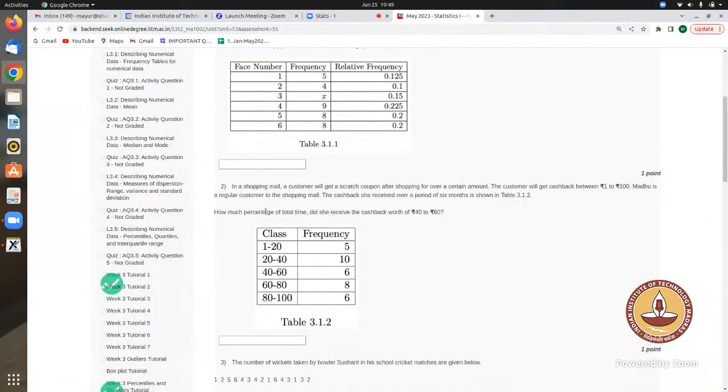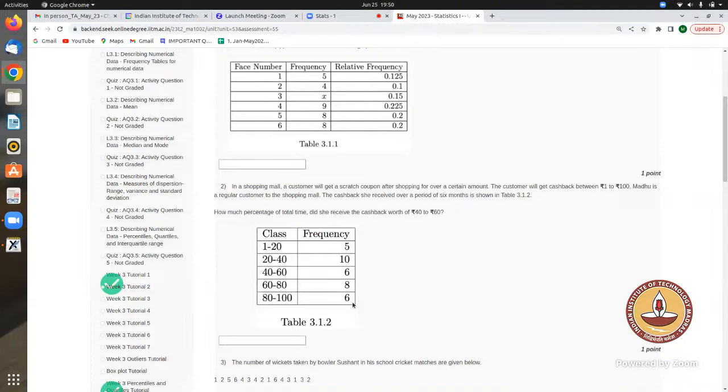In a shopping mall, a customer will get a scratch coupon after shopping for over a certain amount. The customer will get cashback between 1 to 100 rupees. Madhu is a regular customer to the shopping mall, and the cashback she received over a period of 6 months is shown in the table. Now, what percentage of the total time did she receive cashback worth rupees 40 to 60? So 40 to 60 is here, right? Out of how many times has she got the cashback? So 5 plus 10, 15, 15 plus 6, 21, 21 plus 8, 29, 29 plus 6 is 35.